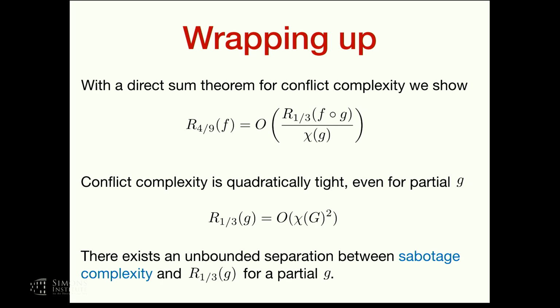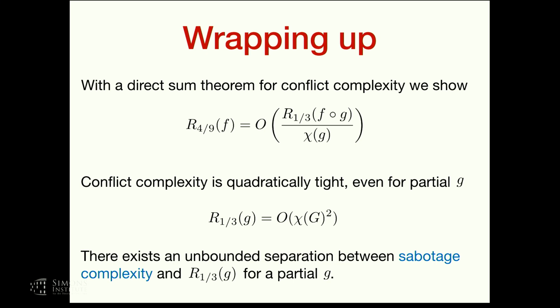Now to finish the proof, we show that conflict complexity is quadratically tight, even for partial G. So there's a randomized algorithm for G with complexity at most this conflict complexity squared. There should just be little g on the right also. This is the difference with the measure used by Shalev and Robin. Their measure is called sabotage complexity, and for sabotage complexity, there are unbounded separations for partial G.